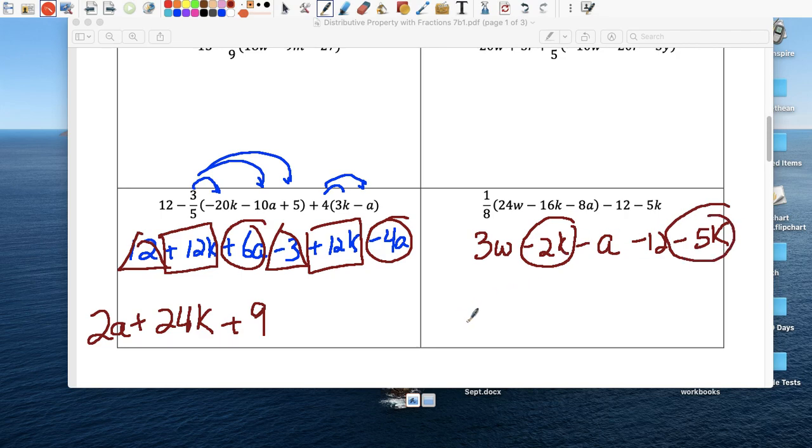So let's put it in order. Negative a, negative 2k and negative 5k is negative 7k. Right? And then we're going to do the 3w plus 3w. And last, negative 12. Yeah, that's about it.